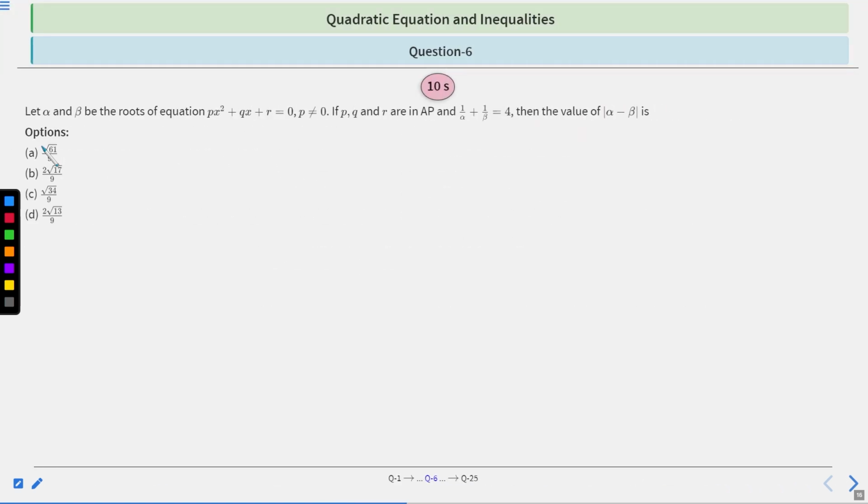Question number 6. In this question, it says that let alpha and beta be the roots of the equation px square plus qx plus r is equal to 0 and p not equal to 0. If p, q and r are in AP and 1 by alpha plus 1 by beta is equal to 4, then we have to calculate the value of mod alpha minus beta. Let's move to the solution after 10 seconds.